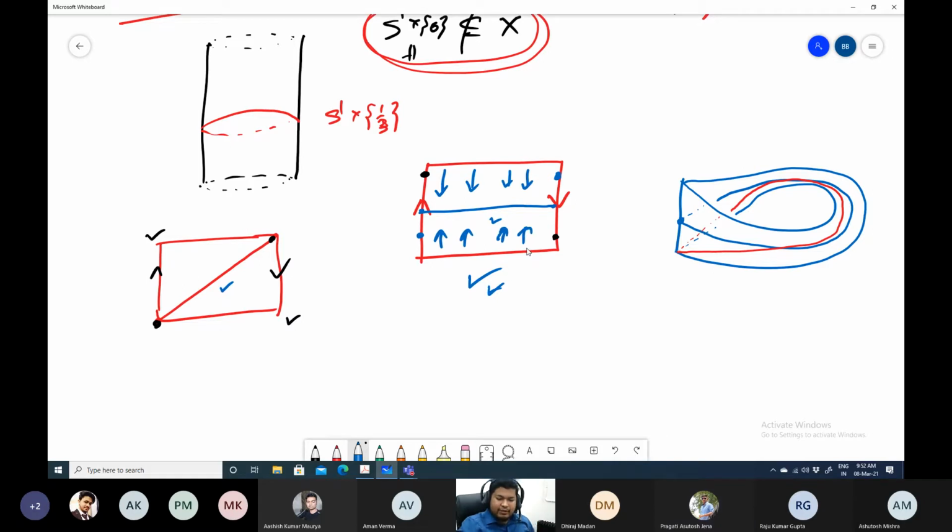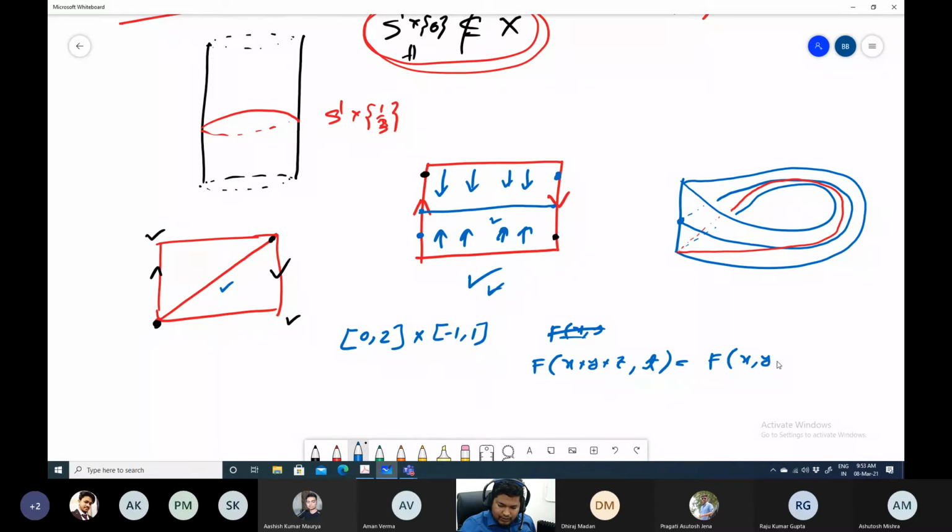That means here you had better take, say, 2 cross minus 1 comma 1. You can take the Mobius strip in this way, then identify and show that you can define that map. So f of x cross y cross z comma t equals f of x comma y comma 1 minus t, in this way.